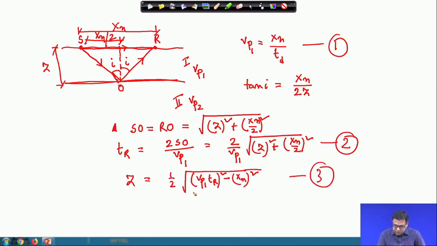So, z I will get, V P 1 I will get from equation number 1, T r I will measure through the geophone, x n is known. So, we can get what is the value of z. So, this way we can determine the velocity of the first layer and the velocity and the thickness of this soil layer. Now, the problem is that here we have considered only one geophone.